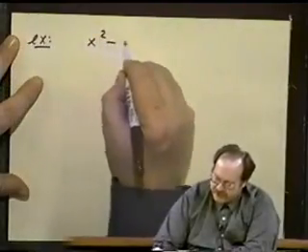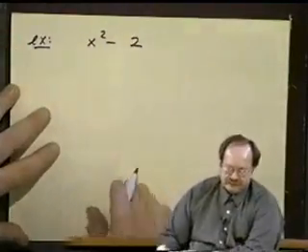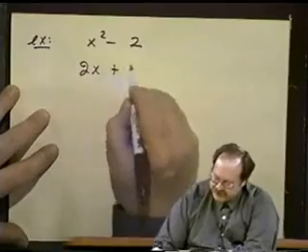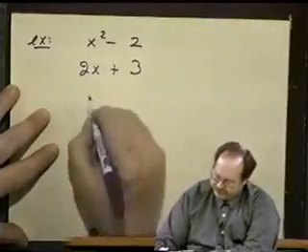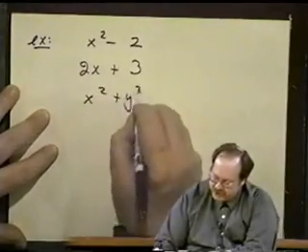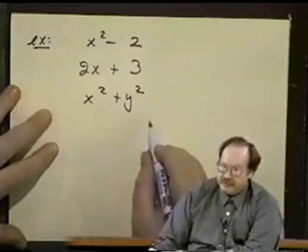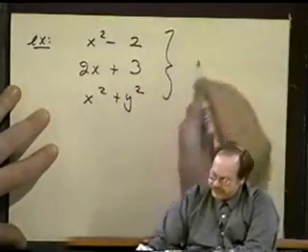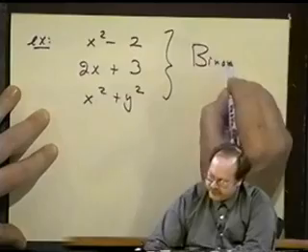So, for example, x squared minus 2 is a binomial. 2x plus 3 is a binomial. x squared plus y squared is a binomial. The variables don't have to be the same. So these are binomials.